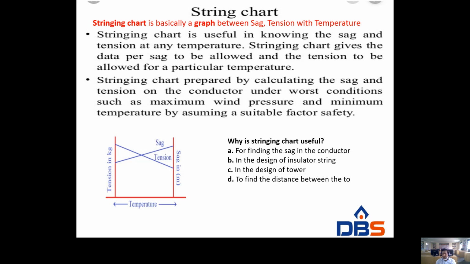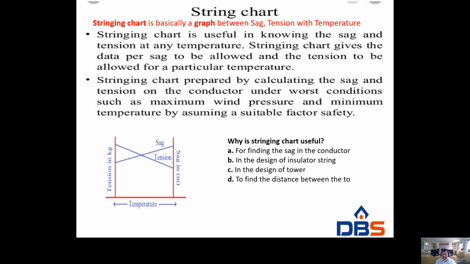What is the main use of this stringing chart? This is very important for competitive exams. They may ask: a stringing chart is drawn between which parameters? The stringing chart is useful to know how much sag is available between two supports, and also the tension for weather conditions. If the temperature is high or low, what will the sag and tension be? The stringing chart gives the sag to be allowed and the tension to be allowed for a particular temperature.